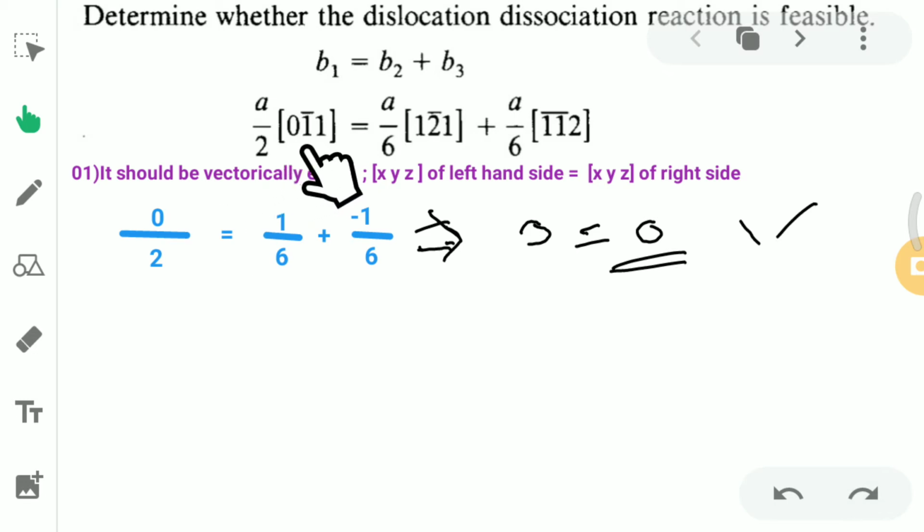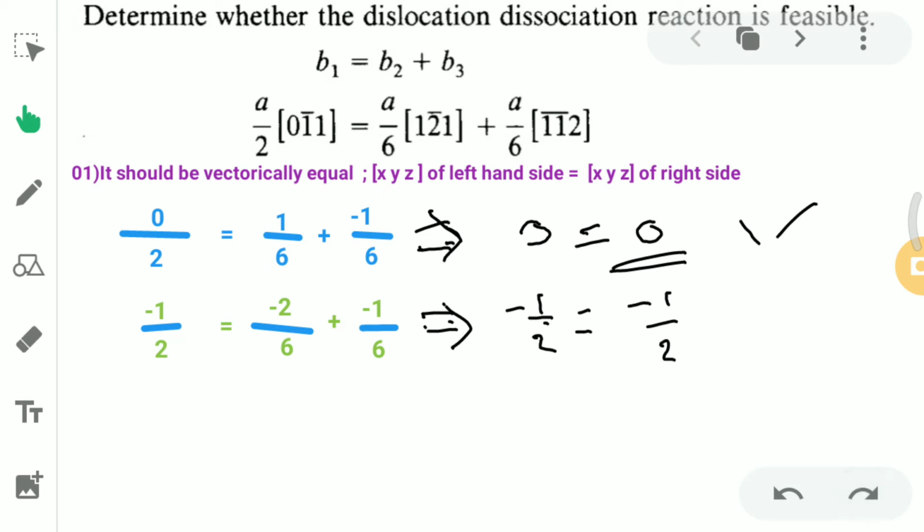Next, check the y component. Here minus 1 by 2 is equal to 2 by 6 plus minus 2 by 6, hmm, here minus 1 by 6, here 2 by 6 plus minus 1 by 6. It will come to minus 1 by 2. Here minus 2 by 2 plus minus 1 by 6 is minus 3 by 6, and minus 3 by 6 is minus 1 by 2. The left side of the equation is minus 1 by 2 and the right side of the equation is also minus 1 by 2. So the y component is also vectorially equal.